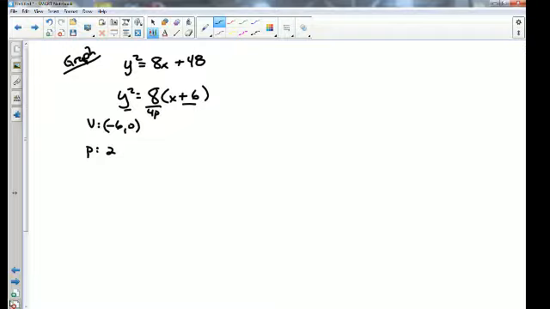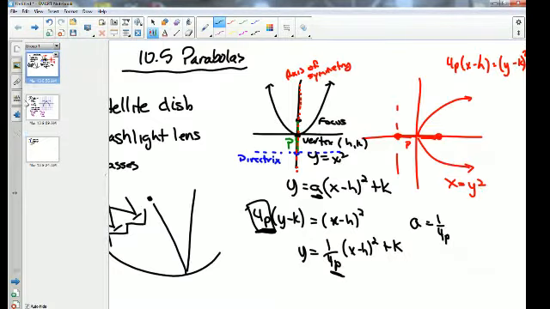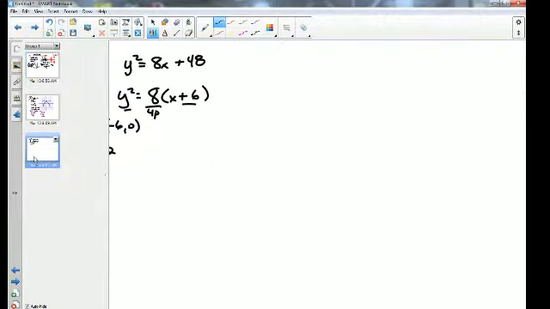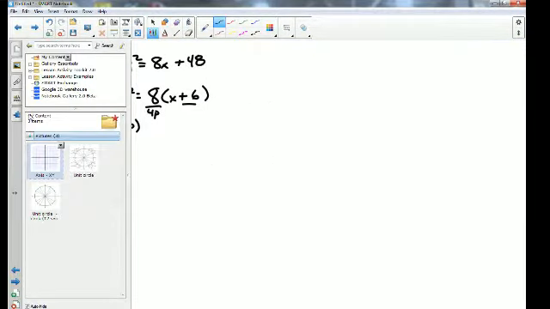If p is with the singular variable, it's 4p. If it's with the squared, it's 1 over 4p. Okay. I'll show you that. No, I get it. 4p's with singular, 1 over 4p with squareds. Okay. All right, so we can start graphing this beast.